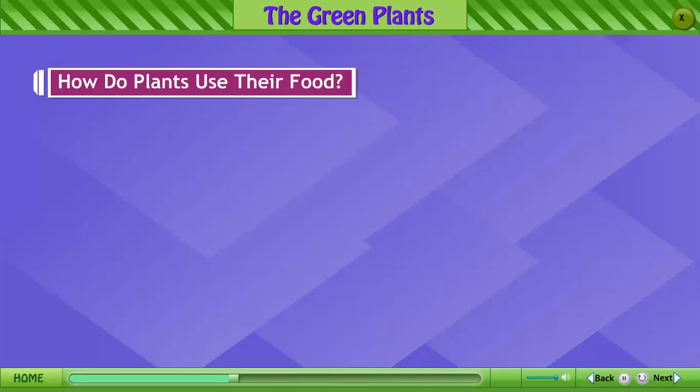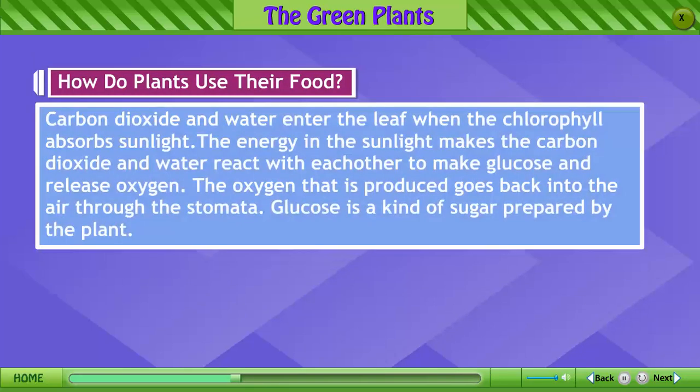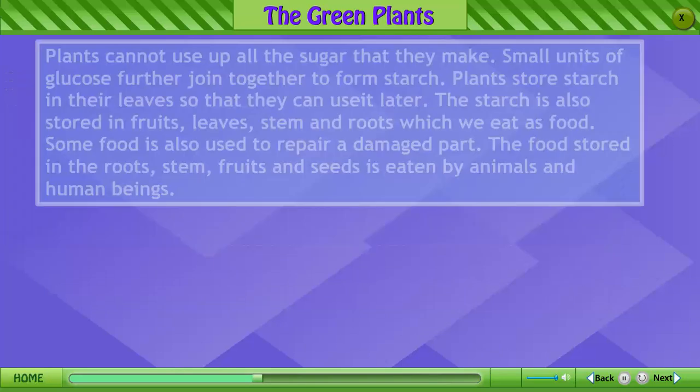How do plants use their food? Carbon dioxide and water enter the leaf when the chlorophyll absorbs sunlight. The energy in the sunlight makes the carbon dioxide and water react with each other to make glucose and release oxygen. The oxygen that is produced goes back into the air through the stomata. Glucose is a kind of sugar prepared by the plant.